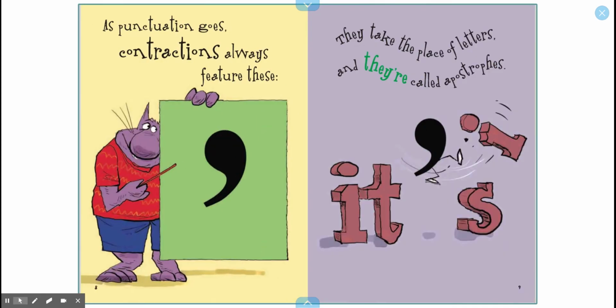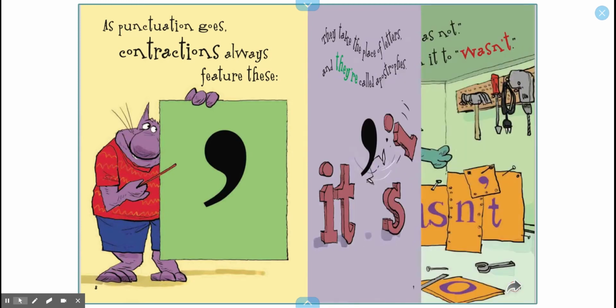As punctuation goes, contractions always feature these. They take the place of letters, and they're called apostrophes. So I want you to take note, an apostrophe looks like a comma, but the only difference is it goes up towards the top of your space when you're writing in your lines, versus a comma goes on the bottom. And it takes the place of a letter. So it is turns to it's. They kick out the I and they add in the apostrophe.